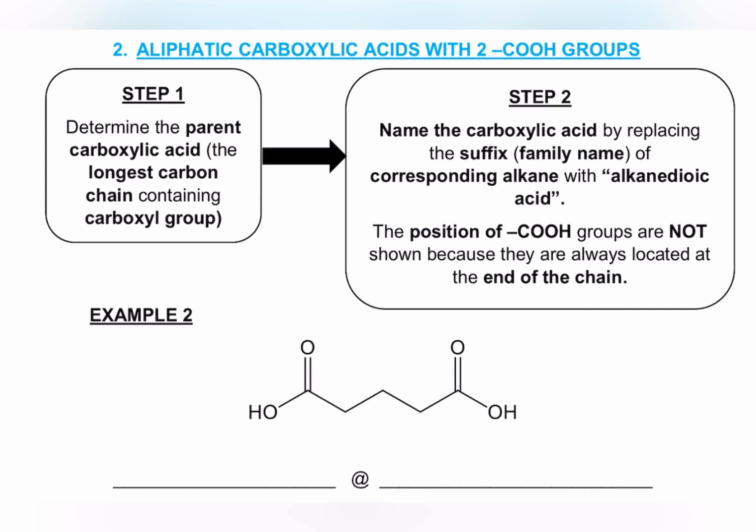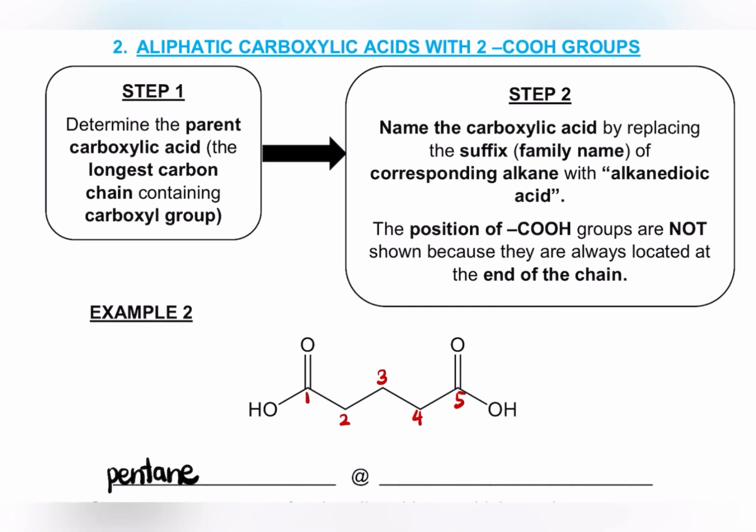So if you see example 2 here, I got this structure where you want to give the name for this one. I will calculate my first carbon from whichever side I want. So I got here first, second, third, fourth and fifth carbon. So 5 of them, and at position carbon number 5 and number 1 I have carboxyl group. So the name will be 5 carbon atoms for your alkane is pentane, and you have dioic acid to indicate the 2 carboxyl groups. So this will be the first name.